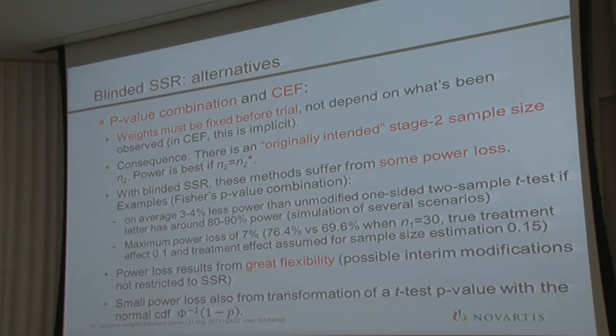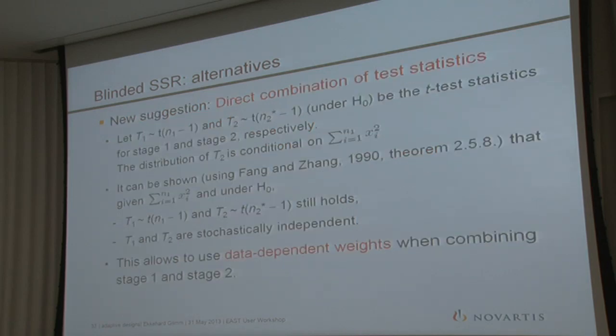And there's also a small power loss, at least in this case, from transforming a t-test p-value with a normal score. That's, of course, not the optimal back transformation when it comes to combining the two stages with weights later on. So here's, again, a similar suggestion, direct combination of the test statistics. There is a nice twist here. Because you have 2 test statistics, one unconditional from stage 1 and conditional from stage 2, respectively.